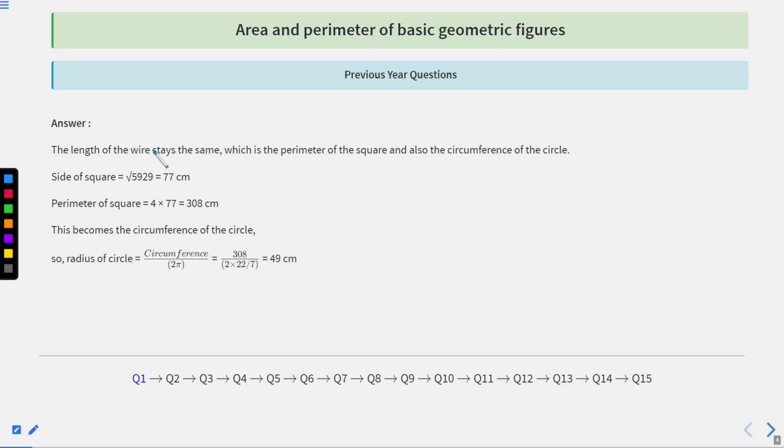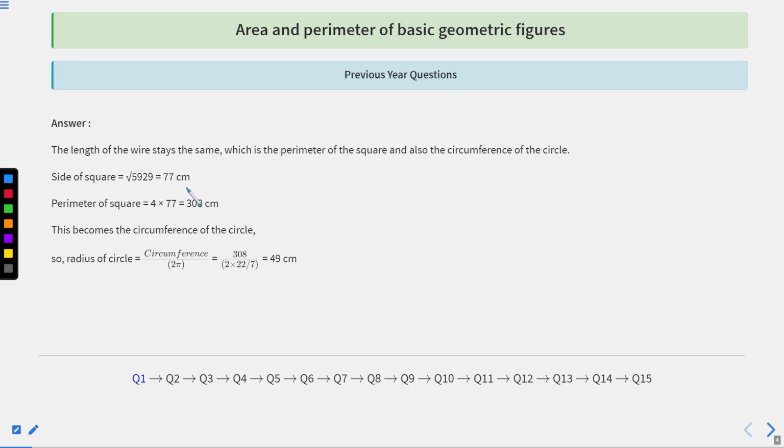So let's move to the solution and let us see what all information is provided to us. First of all, the length of the wire remains the same, which is the perimeter of the square and also the circumference of the circle. That means the perimeter of the square and the circumference of the circle are the same. So in the question, they have secretly provided you with the information of the circumference of the circle, which leads to the radius of that particular circle, and at last it will help you to find the area of that particular circle.